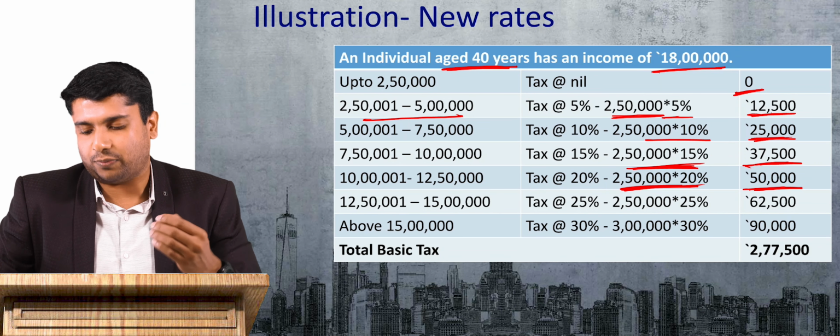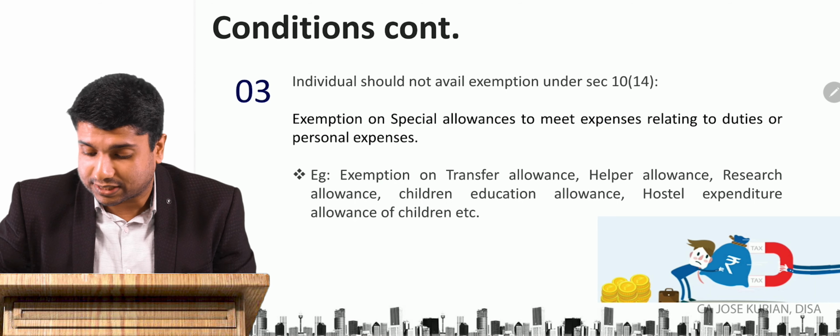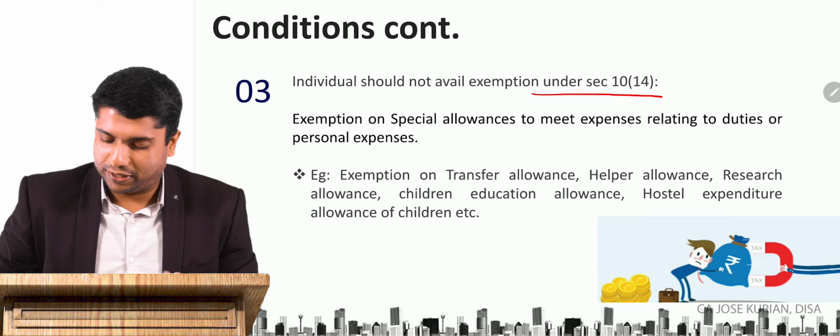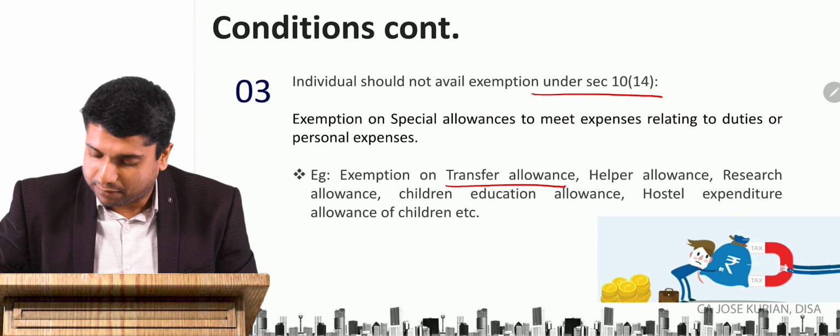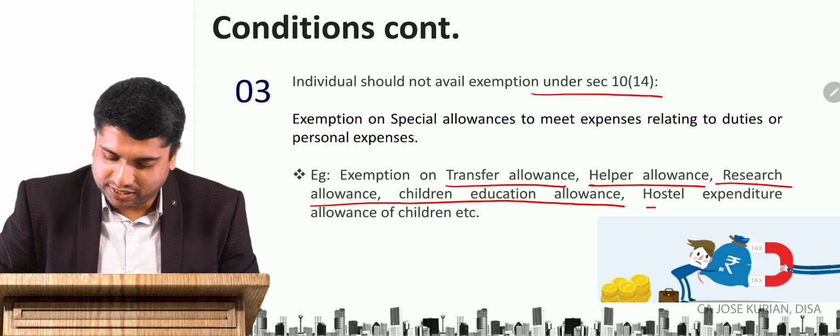Condition number 2, they are saying you are an individual and are in receipt of a house rent allowance. You have to give up your exemption under 10(13)(a) for taking out this benefit. Then condition number 3, if you are a person and are in receipt of certain allowances which are exempted under section 10(14), for example, allowances like transfer allowance, helper allowance, research allowance, children education allowance, hostel expenditure allowance, etc. You have to give up all these exemptions under 10(14) for taking out this new slab rate.